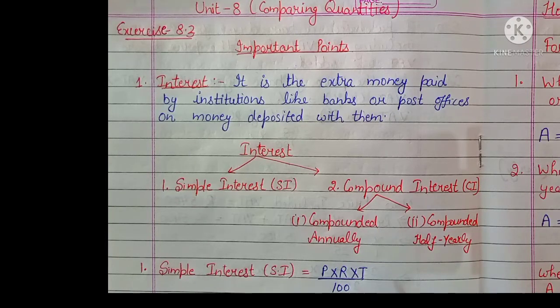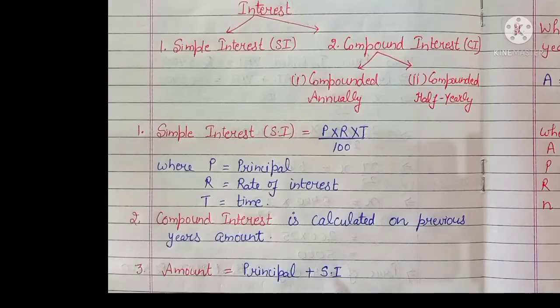So now we will understand the formulas of simple interest and compound interest. So the simple interest formula is P multiply R multiply T upon 100, where P is principal, R is rate of interest and T is time. Now compound interest is calculated on the previous year's amount. And how do we calculate amount? Amount is equal to principal plus simple interest.